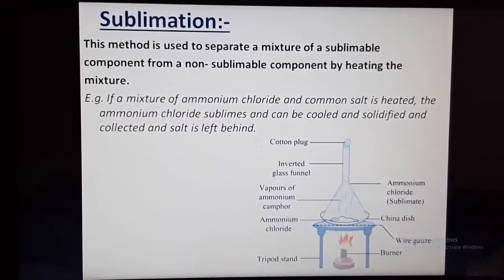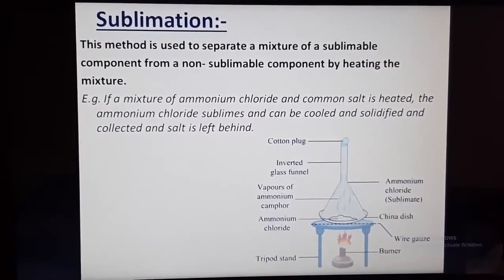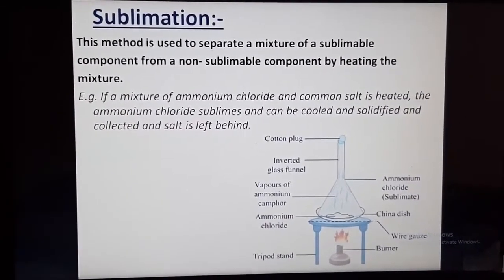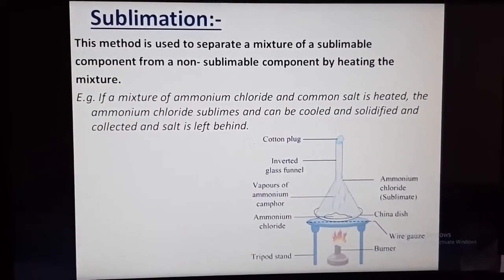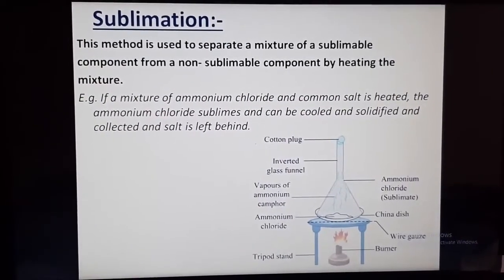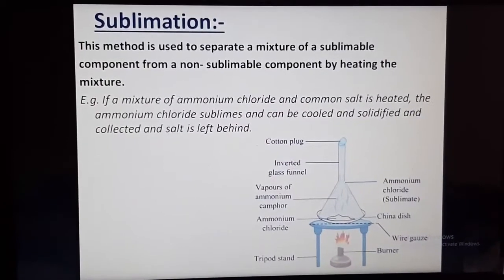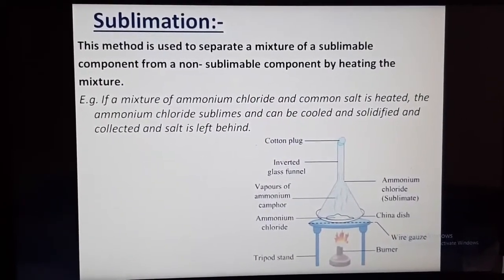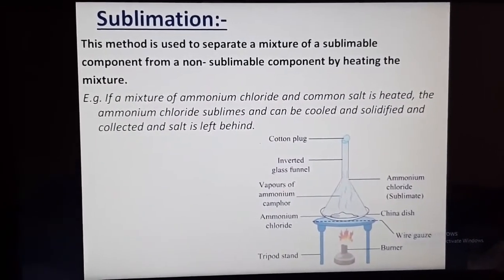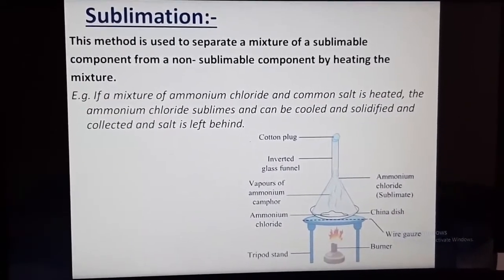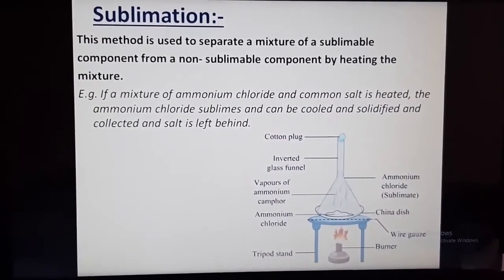Now the next process is the sublimation process. You might have heard this word sublimation in the first chapter. Yes, that is the same thing, sublimation. We have learnt that ammonium chloride changes directly from solid state to gaseous state, and that too upon heating. So that is also the same sublimation process.